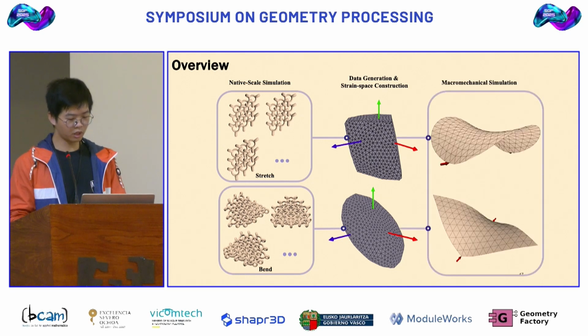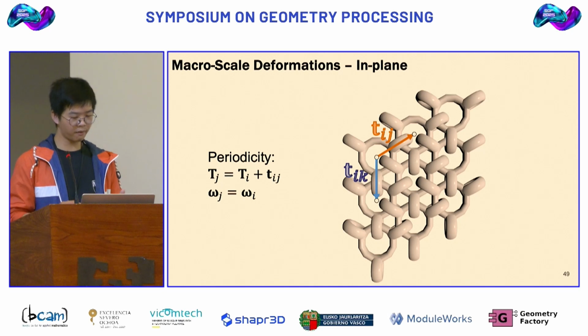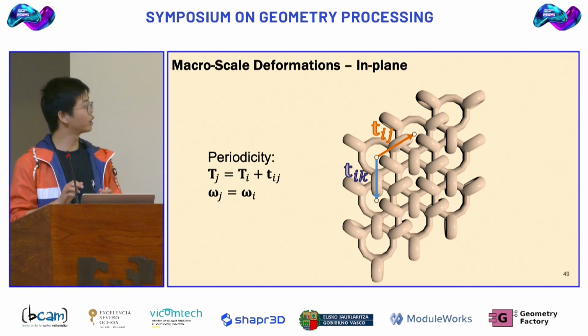And with this, we use the constructed strain space representation to drive the macro scale simulation model, where we use a thin shell to mimic the deformation of the native scale simulation. For the native scale model, we can use static equilibrium states to get the states for rigid bodies with contacts by solving this unconstrained minimization problem, as we described before. To characterize the in-plane behavior of DIM, we still need a tileable unit cell as shown here. The translation vector Tij is described as before, but we still need to constrain the rotation between two opposite boundaries so that this rotation should be identical.